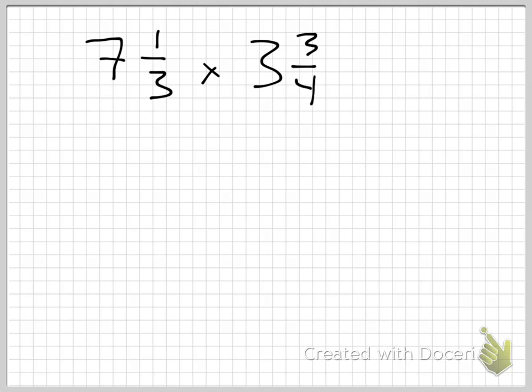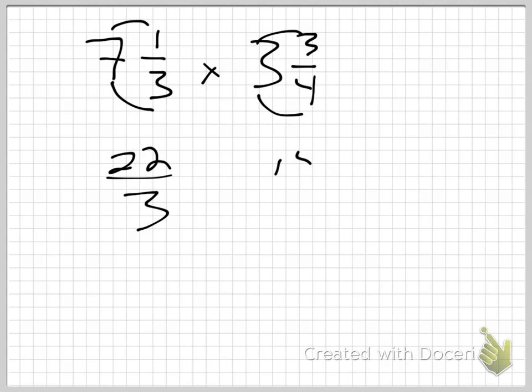3 times 7 is 21, plus 1, 22 thirds. Did everybody get to that point? Yes. 4 times 3 is 12, plus 3 is 15, so 15 fourths. Did everybody get to that point?